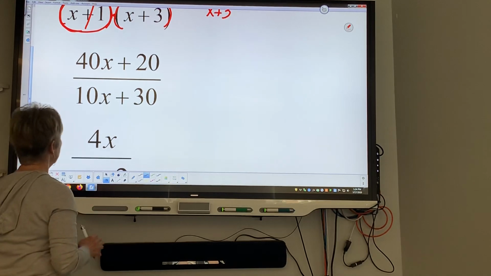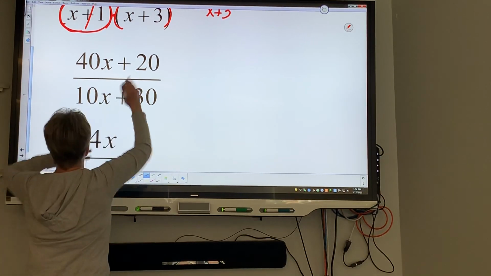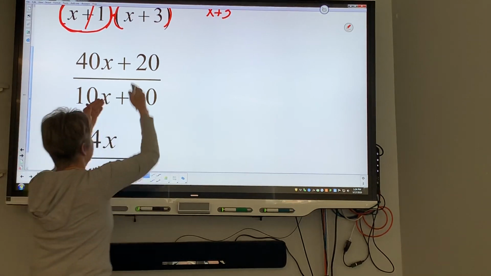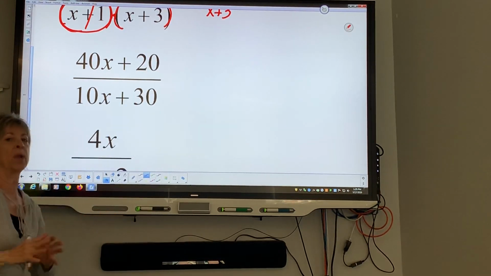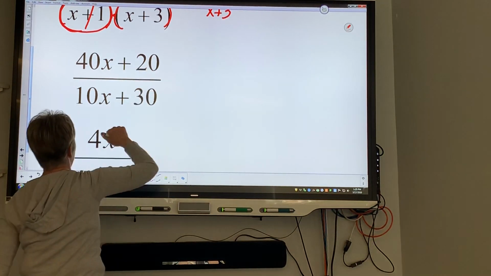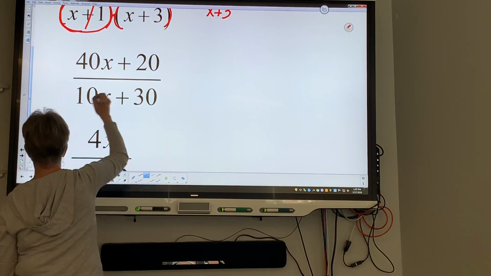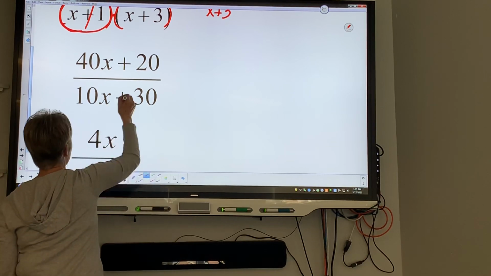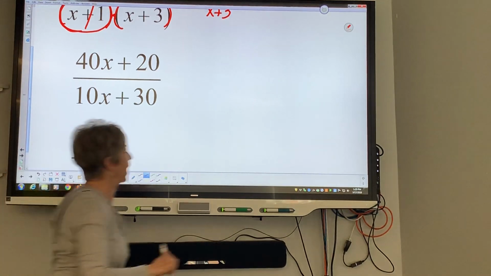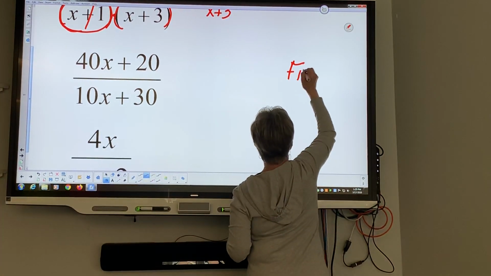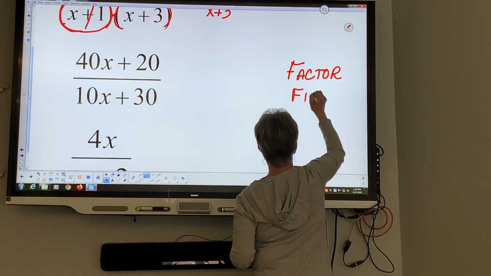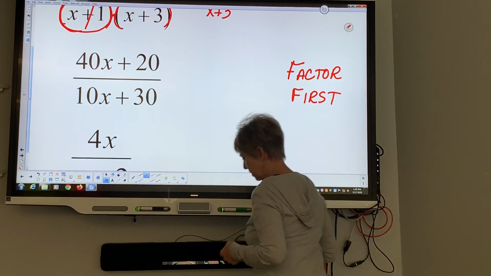I know you're going to be wanting to just start saying 10 goes in there 4 times, and 10 goes in there, that's 2 over 3. We can't do that. 30 is not a factor, 20 is not a factor, 10 is not a factor, 10x is not a factor, okay? These addition signs are messing us up. So what we have to do is factor first. Those are not in factored form. So I'm going to factor first.